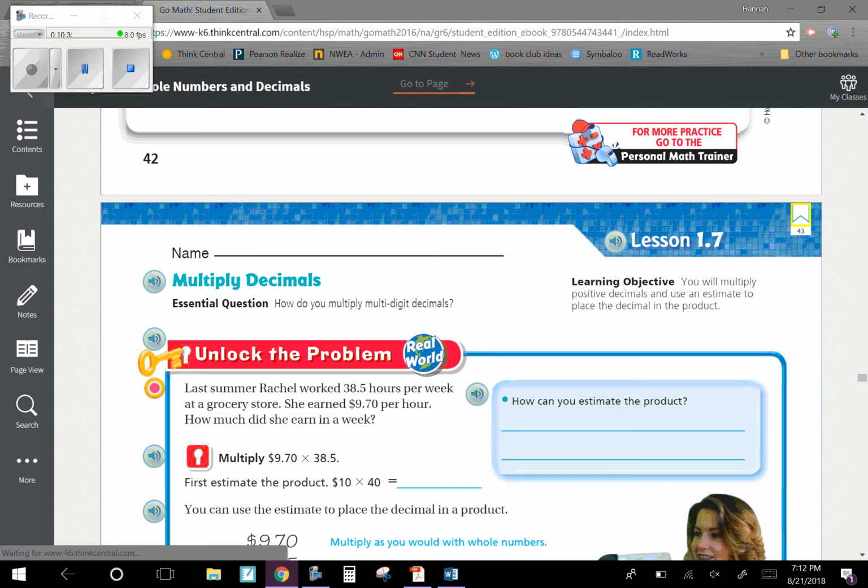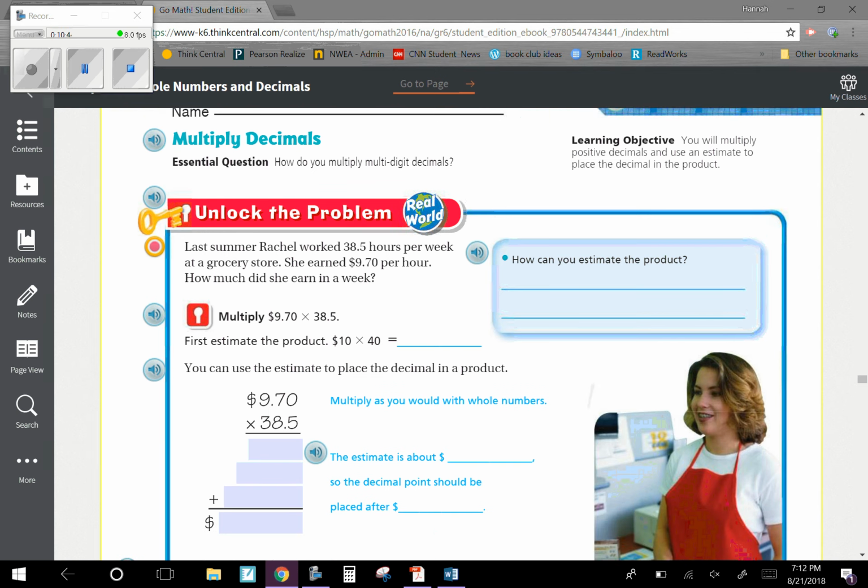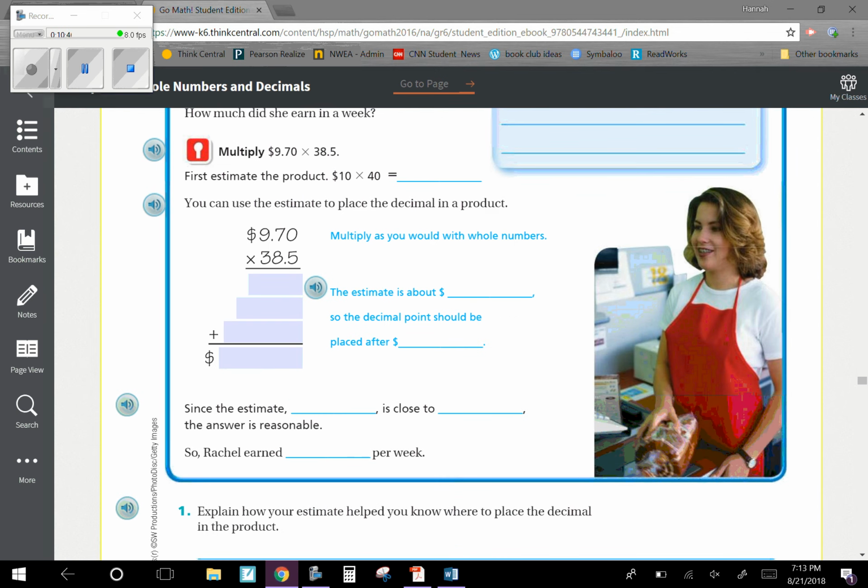Just to review what our objective was, is you will multiply positive decimals and use an estimate to place the decimals in the product. Remember, we talked about 2 different ways that we could. We could estimate, multiply, and then put the decimal in wherever it makes sense, or you can multiply those numbers, count the decimal places, and put the decimal back in after we're done finding the product of the expression.